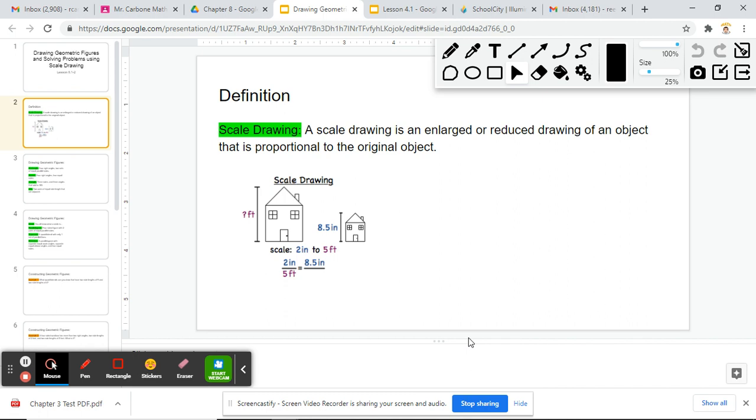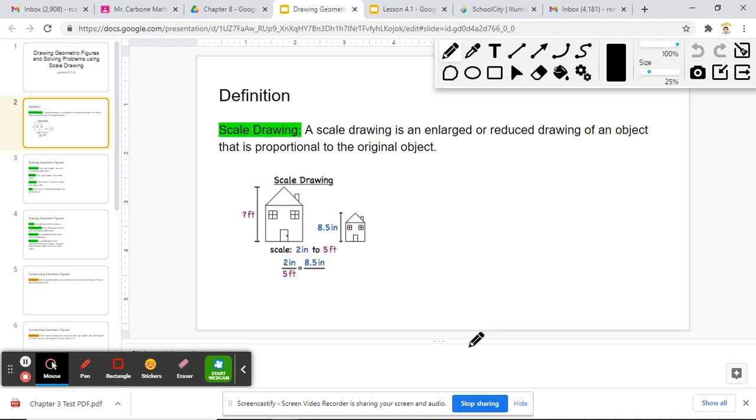So for our first definition, we have a scale drawing. A scale drawing is an enlarged or reduced drawing of an object that is proportional to the original object. So here we have a little example for us, right? We have a smaller house and we have a larger house. And we're told that these are scale drawings.